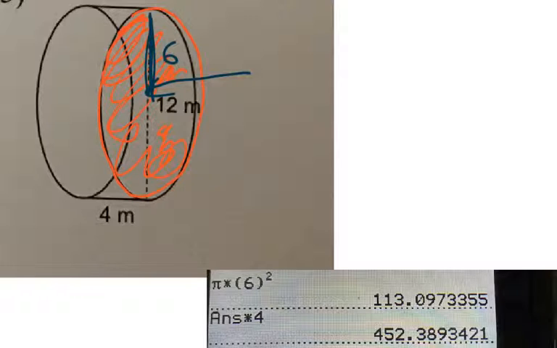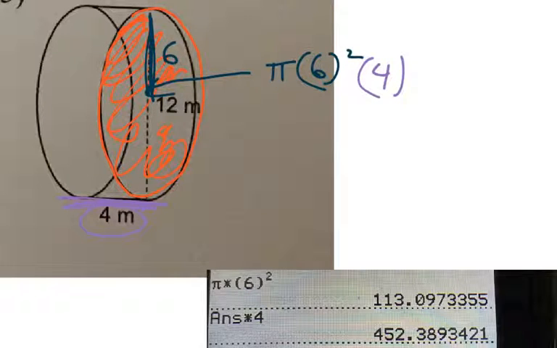So does everyone agree the area of a circle is simply pi times the radius squared? And then once I know the size of that circle, all I need to do again is times by its third dimension here, or thickness, which is 4.